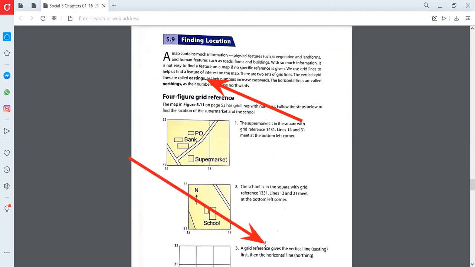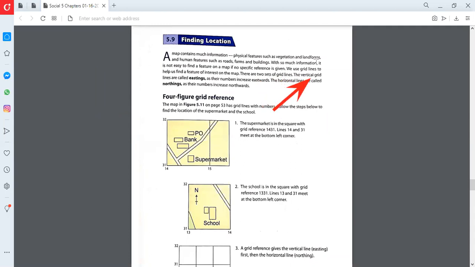A grid reference gives the vertical lines. Vertical lines are called eastings. This arrow is vertically drawn, and this arrow is horizontally drawn. So vertical is standing up and horizontal is lying on the ground. These are two positions. So there are two sets of grid lines.